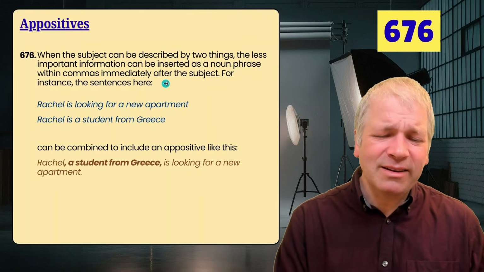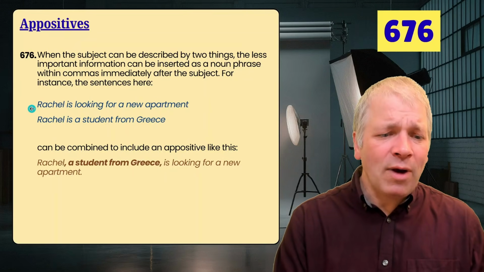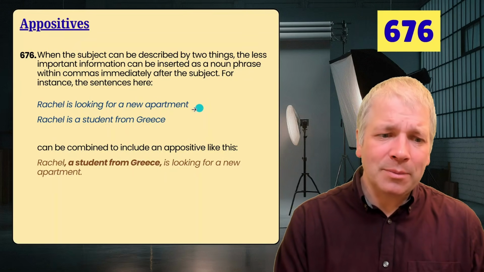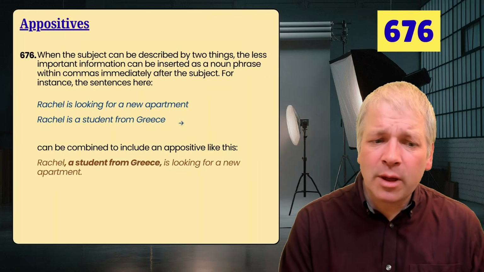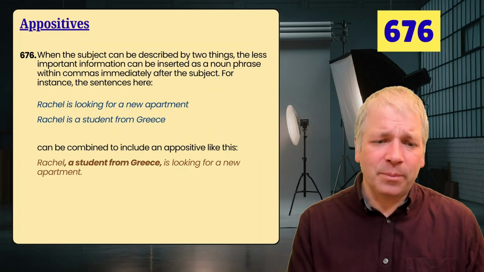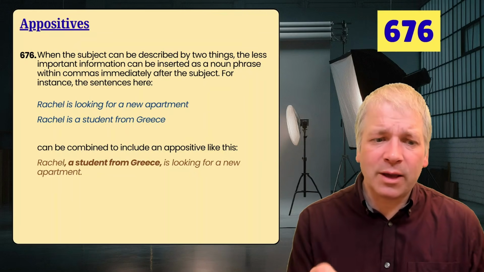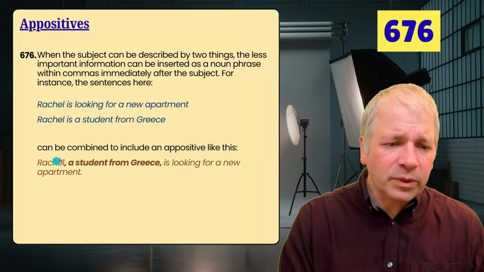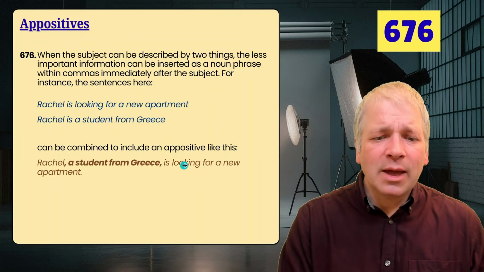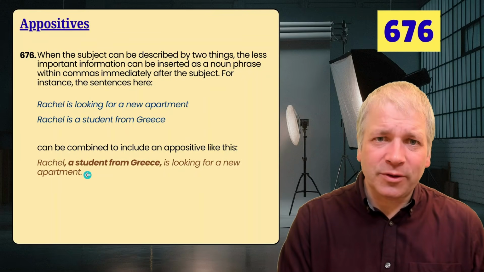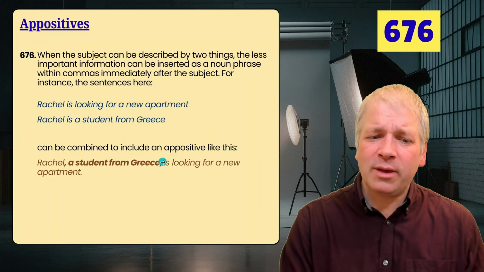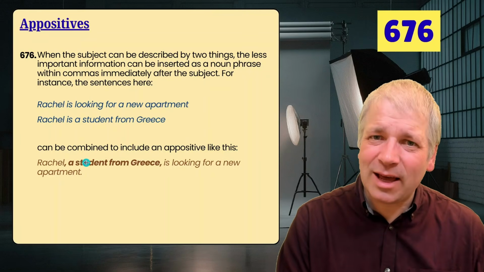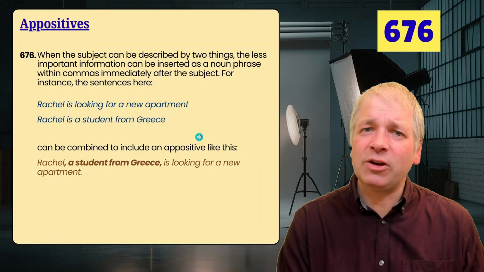For instance, the sentences here. Rachel is looking for a new apartment. Rachel is a student from Greece. Two sentences, but I can combine them to include an appositive like this. Rachel, a student from Greece, is looking for a new apartment. So here I've shortened the sentence, Rachel is a student from Greece, and I've inserted it as extra information describing Rachel.